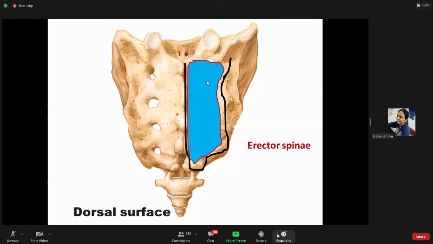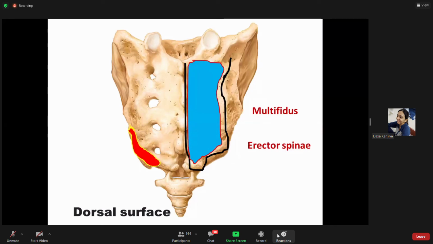Now within the gap of the U shape, as I have shown you, it is of the blue color. That is the origin of multifidus. So the U-shaped line joining the median and lateral sacral crest is the origin of erector spinae. The gap between the U-shape origin of erector spinae gives the origin of multifidus. Attachments of muscles are very important for sacrum, and they are asked in viva.